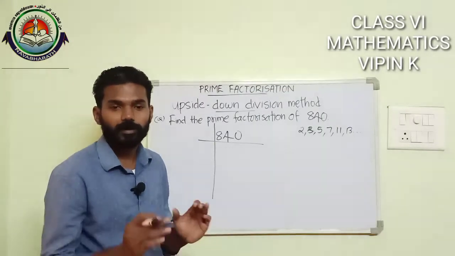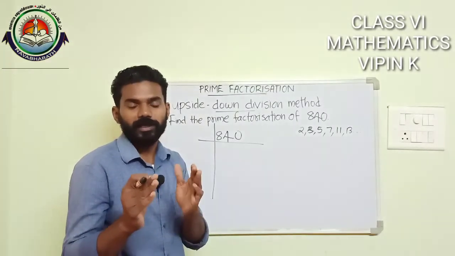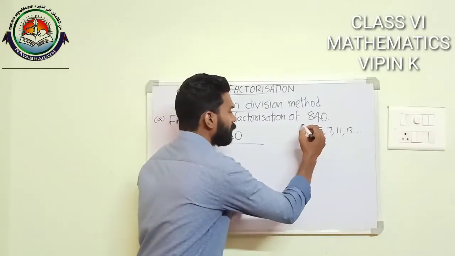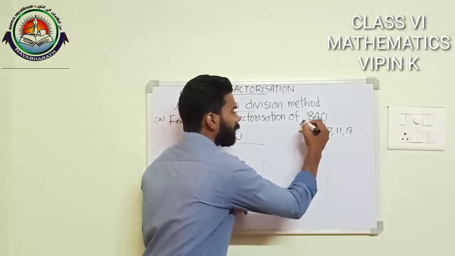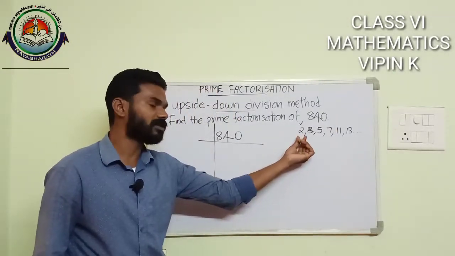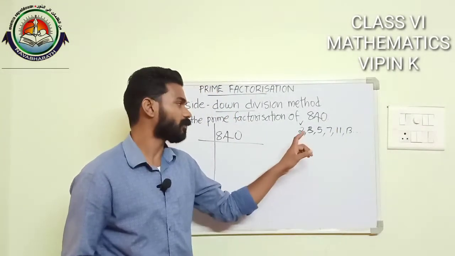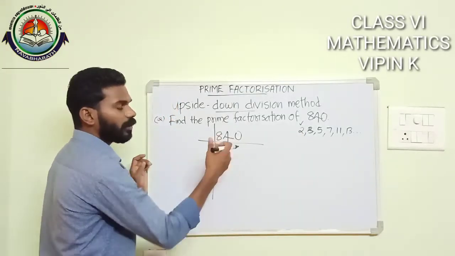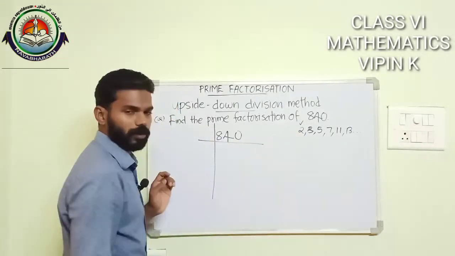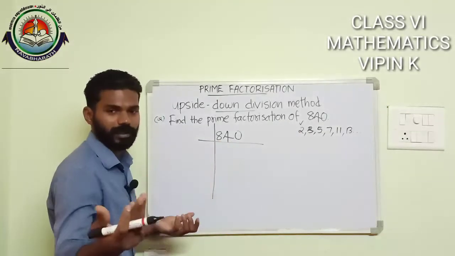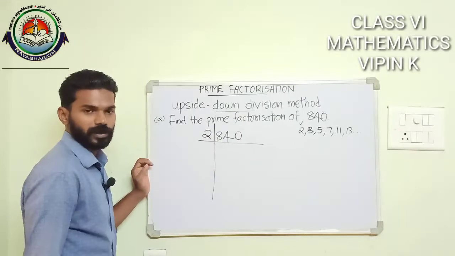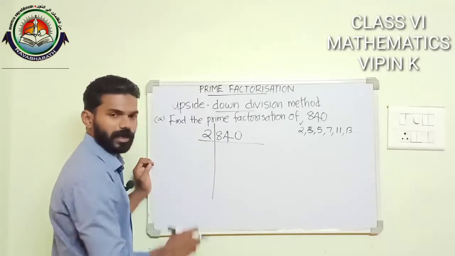And for our answer to be correct, we are going to start to divide it by using the smallest prime number, which is 2. Now check whether 840 is divisible by 2 or not. Yes, 840 is an even number, so obviously it would be divisible by 2. So I am just writing 2 here.